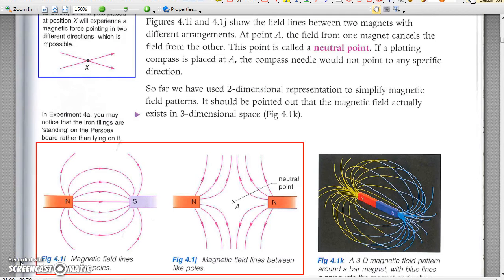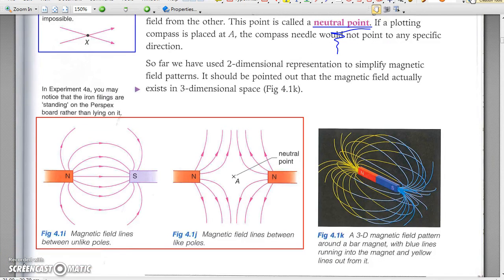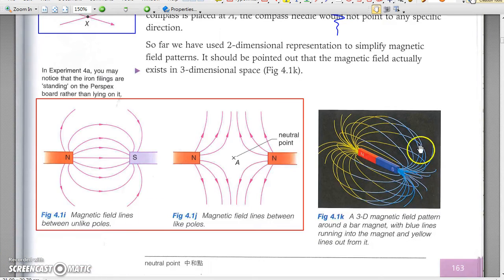In some cases, such as in Figure 4.1J, there is a point where all magnetic fields just cancel out, and the resultant magnetic field is zero. We call this point a neutral point. Note also that magnetic field, like electric field and gravitational field, is three-dimensional. The next video will show the 3D magnetic field pattern of a bar magnet.